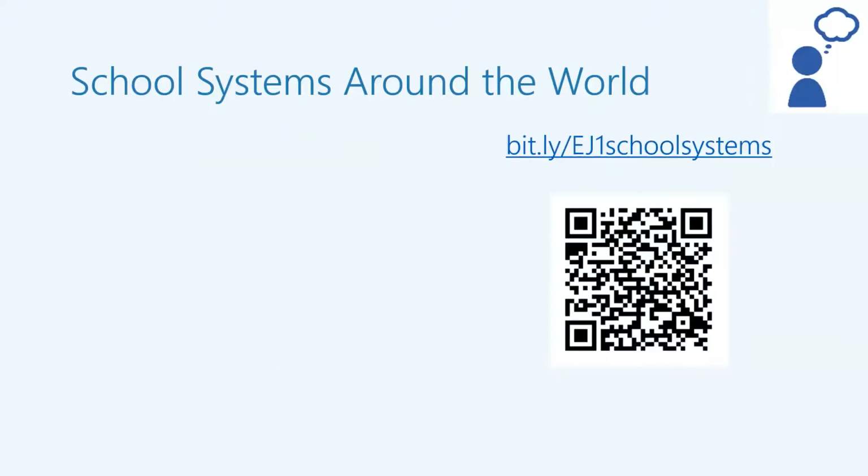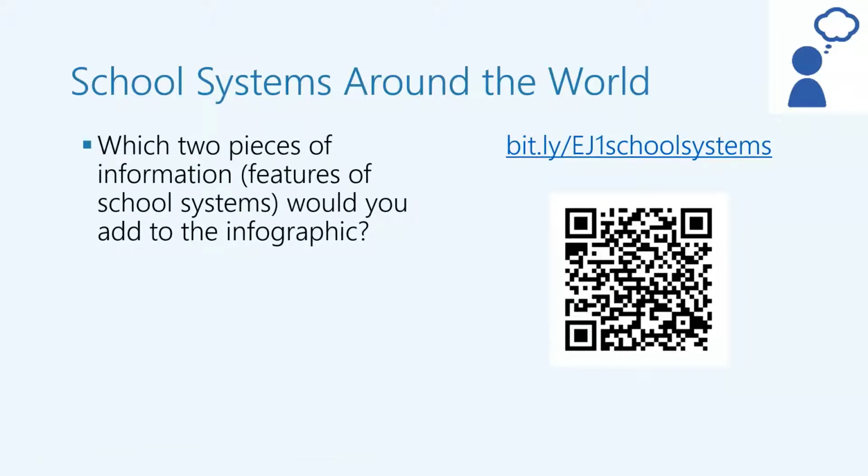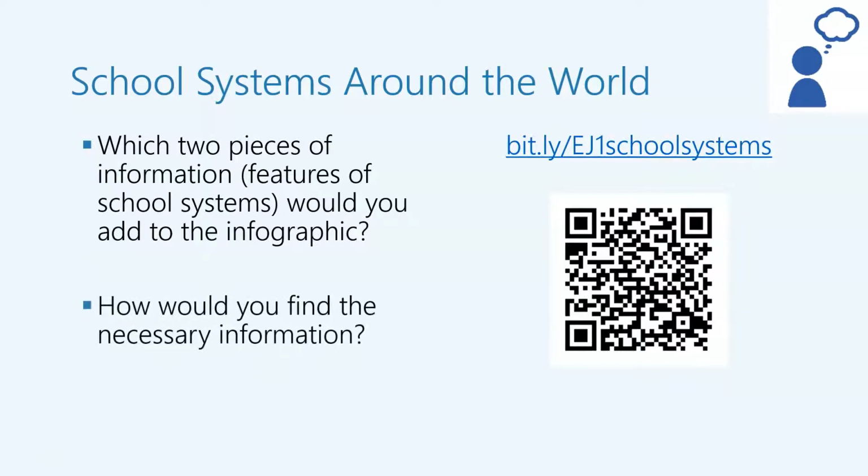Let's move on. If you have a look at the same infographic once again, think about the information that is missing. Which 2 pieces of information, which 2 features of school systems do you think are important and you would like to add to the infographic? Go back to your list and see what's not included. How would you find the necessary information? Which websites would you consider relevant? Think about it for a second.